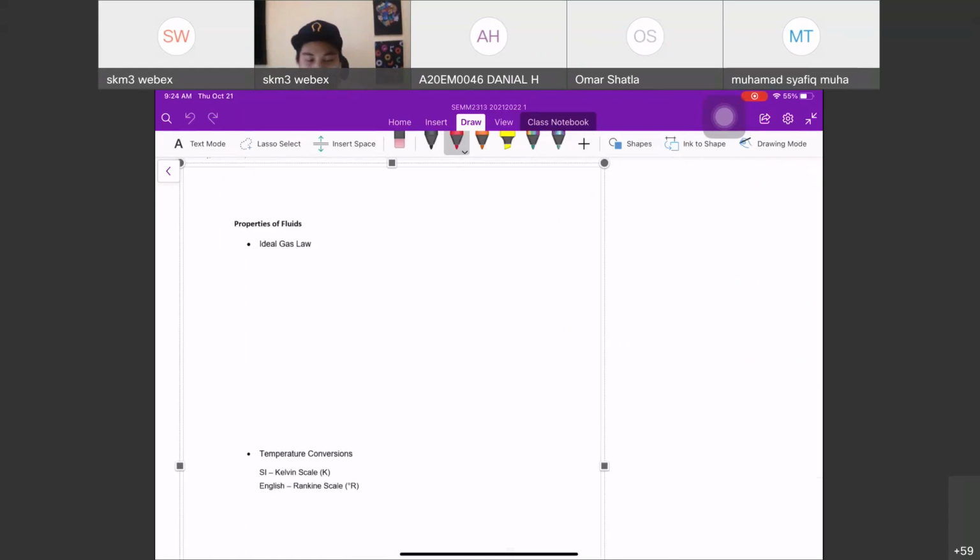Now we go to the property of fluid. After you have gone through the basic one, now we continue on a little bit advanced, which is the ideal gas law. I believe you have learned the ideal gas law before during your matriculation, diploma or STPM. It is basic.